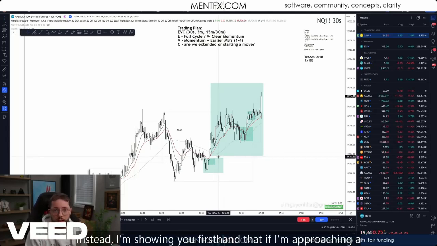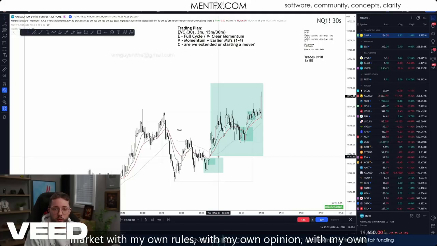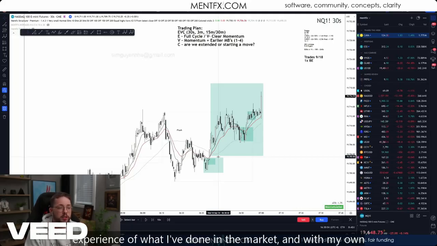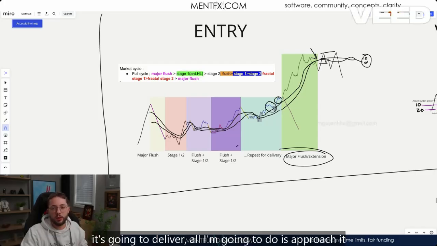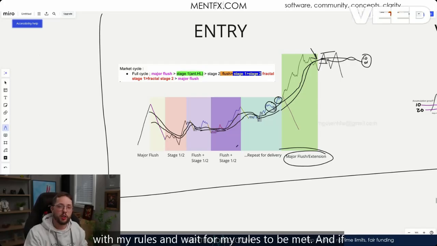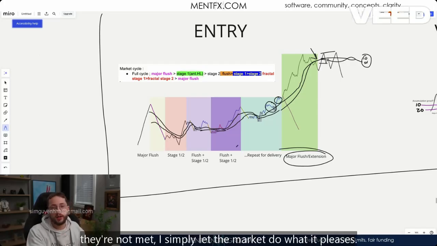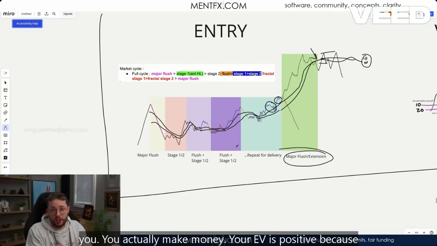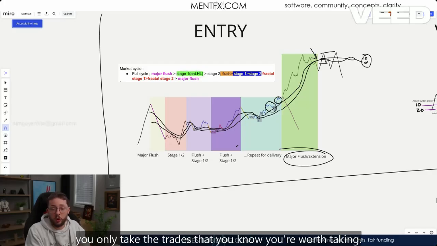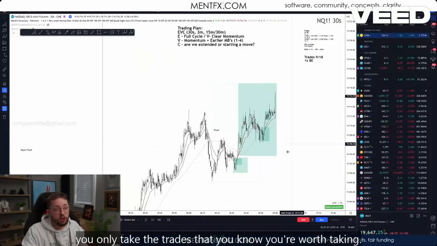Instead, I'm showing you firsthand that if I'm approaching a market with my own rules, my own opinion, my own experience of what I've done in the market, and my own diagrammatical proof of what a market is going to do if it's going to deliver, all I'm going to do is approach it with my rules and wait for my rules to be met. And if they're not met, I simply let the market do what it pleases. That is the best way to approach trading as someone that wants to be profitable, because then emotions don't affect you. You actually make money. Your EV is positive because you only take the trades that you know are worth taking.